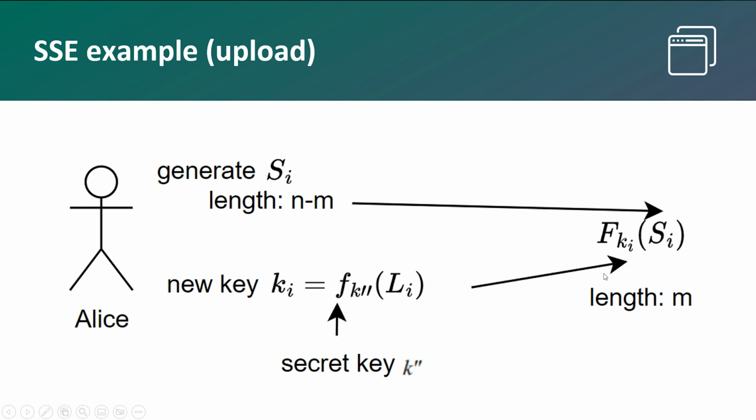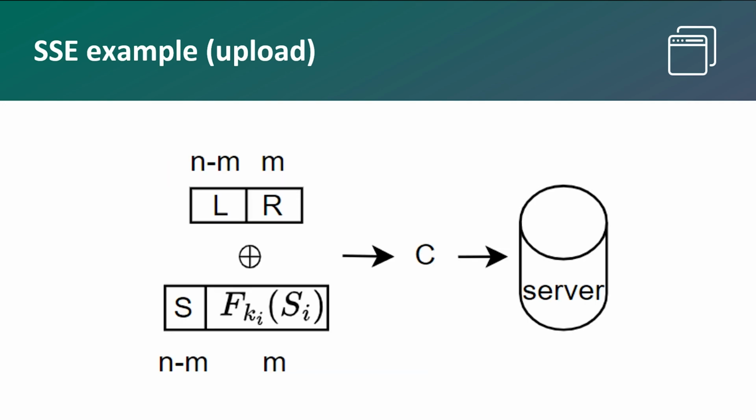After this, she can use a function capital F with the S she generated to get F of new key and S, which is m bits long. Now she can combine S with F of new key and S, which is in total n bits long, and do an XOR operation with the combination of L and R, which is X, the encrypted keyword, and pass the result C as the keyword along with the document to the server.